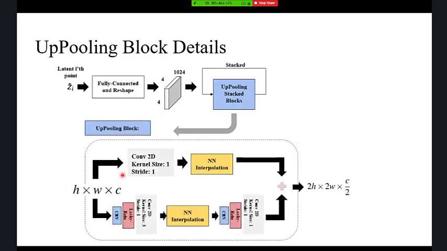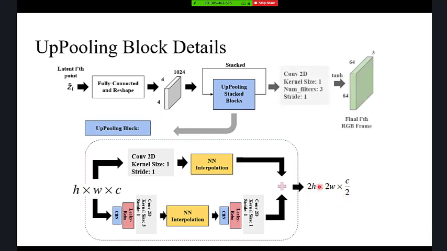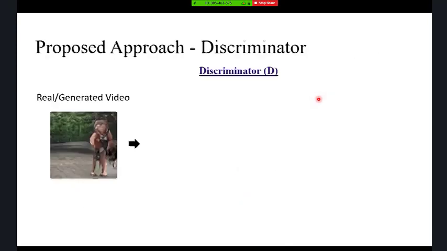So here are the details of our uppooling block. It has a longer path, which has two sets of conditional batch normalization, regular ReLU, and 2D convolutions. And it has a shorter path, which uses only one convolution block. Also, using nearest neighbor interpolation, we increase the spatial size of the input by 2. So we're going to have an output size which has twice the height and twice the width of the input. And we repeat it till we reach a 64 by 64 dimensional output, and using one 2D convolution with three filters, we get an RGB frame.